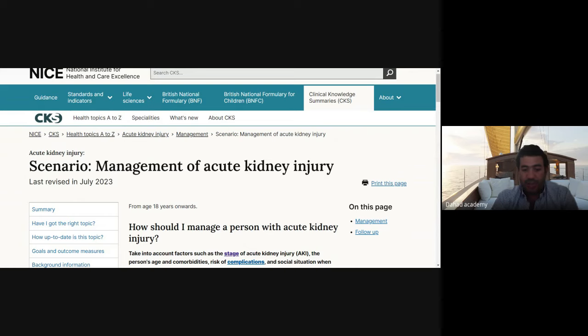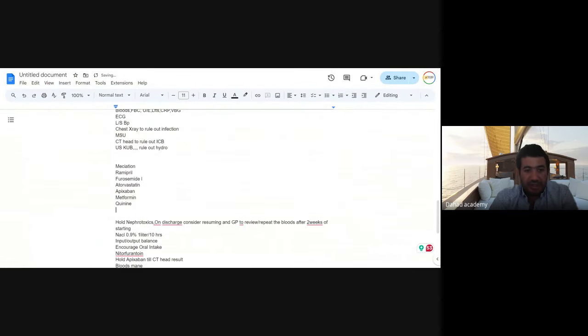The patient we know had AKI, had a multifactorial fall, and now we will admit this patient to treat him. The first thing we will do is hold the nephrotoxics. Oh, I do remember that I forgot to take the medication history. What does this patient take? This patient takes ramipril, furosemide, statin, apixaban, metformin, and quinine.